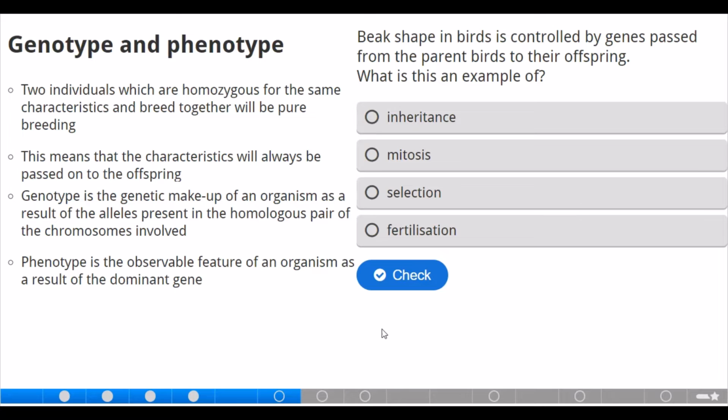Beak shape in birds is controlled by genes passed from the parent bird to the offspring. What is this an example of? It's an example of inheritance.